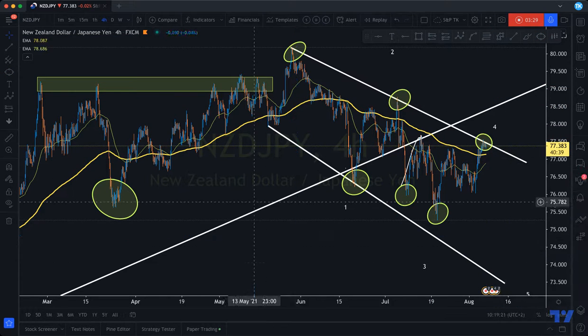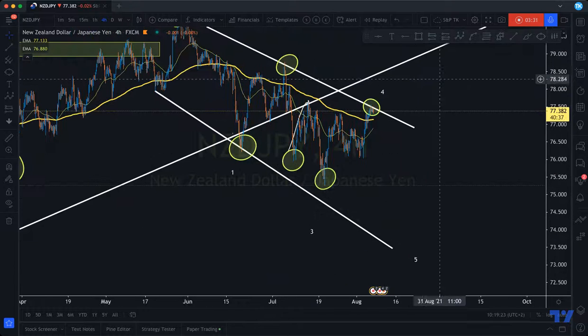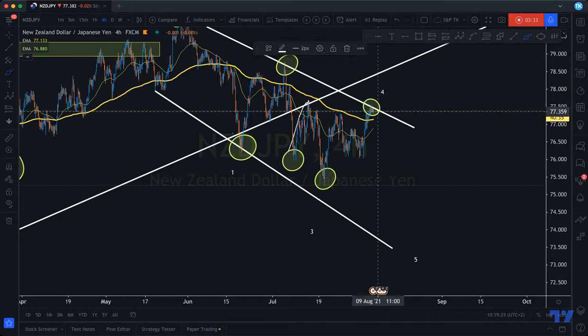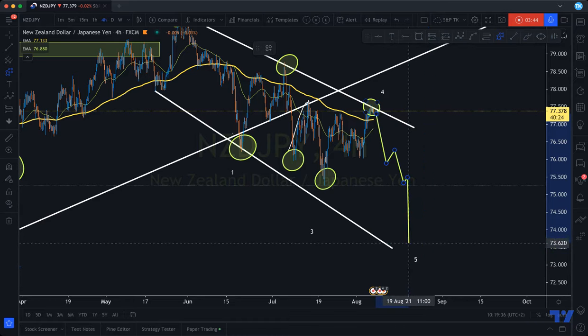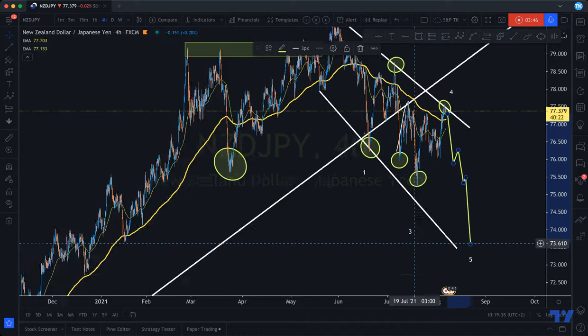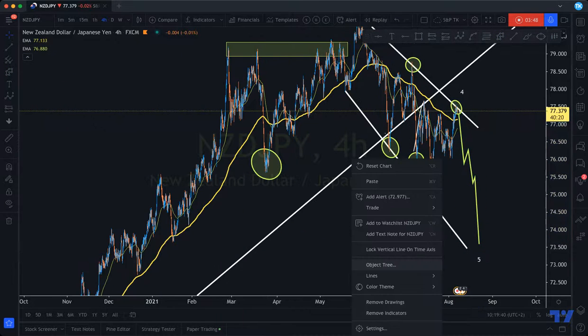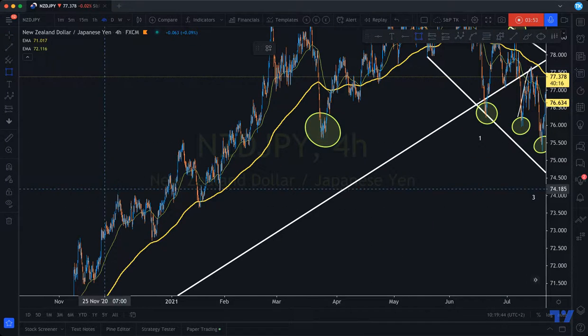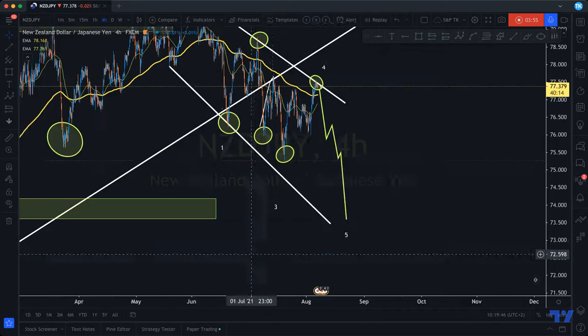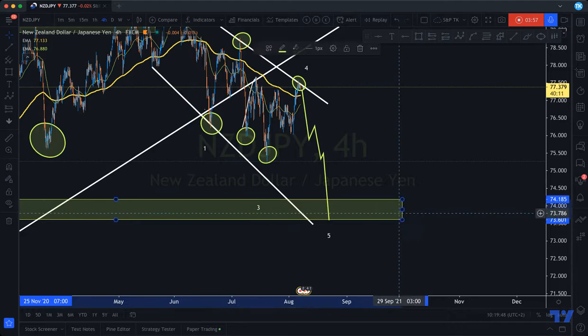So obviously, what do I expect now? I do expect the price to make this kind of movement, at least here, in this, let me see, in this strong area.